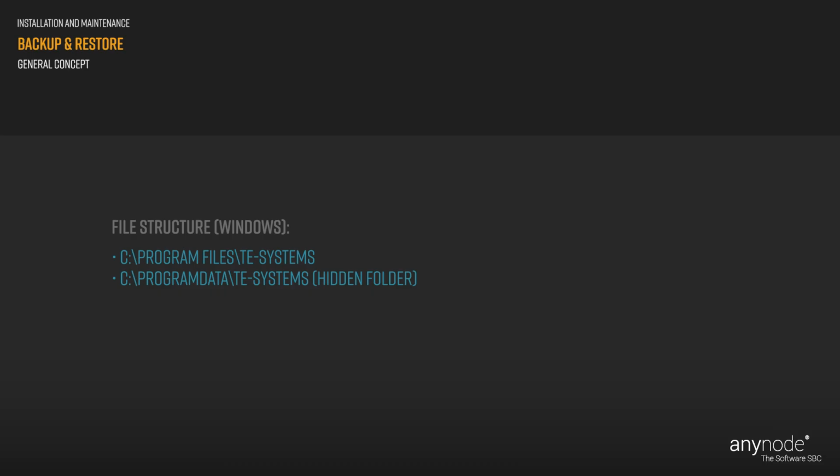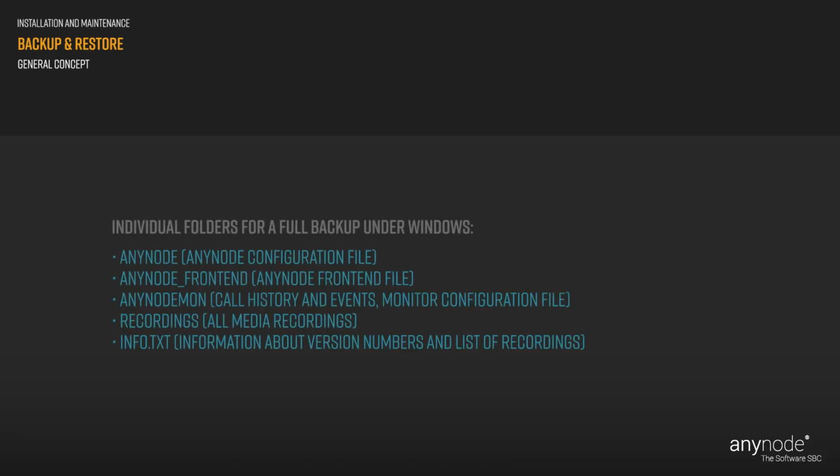File structure. In essence, with every installation of anynode on Windows, there are two paths to consider: C:\Program Files\TE-Systems and C:\ProgramData\TE-Systems, a hidden folder, with a folder structure. The program files folder contains the application files of anynode, while the program data folder stores the data used for working with anynode. The individual folders for a full backup under Windows are as follows.